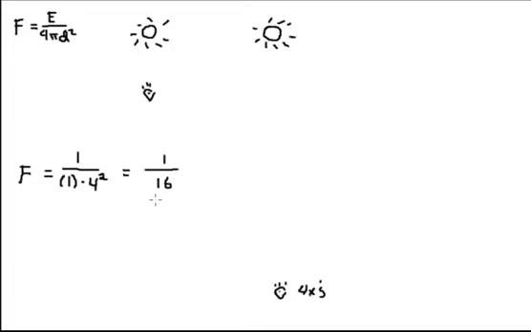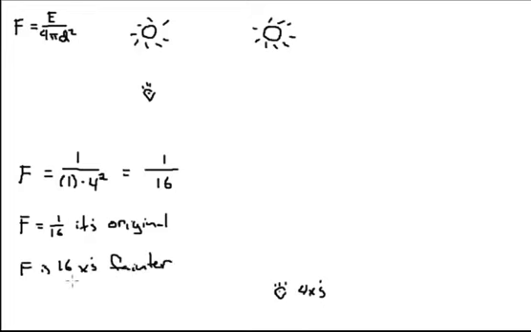So 1 over 16. So we ask ourselves here, let's see, it's 4 times further away. It must be fainter. And so in fact, we can see that it's a 16th what it originally was. So you could say this a couple different ways. You could say that the flux equals 1/16th its original. Or you could say, well, I know it's fainter, so I'm just going to say the flux is 16 times fainter. It's another legitimate way to say it.